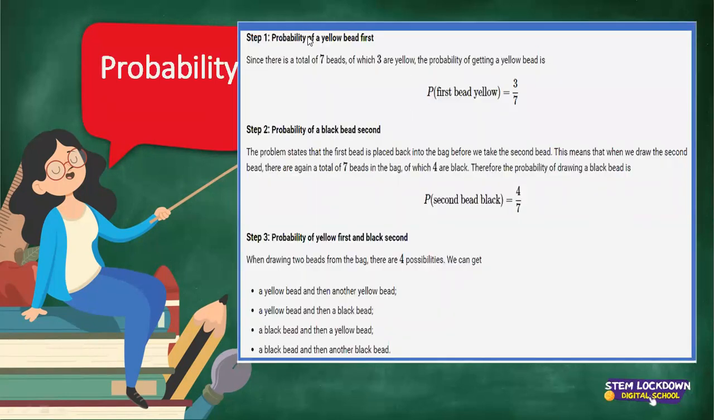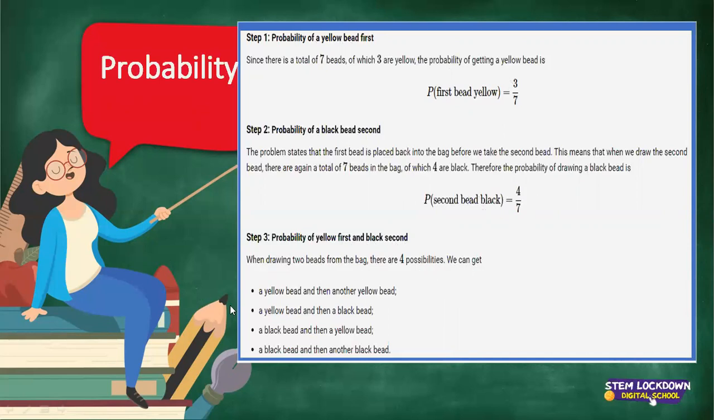First, the probability of yellow first will be 3 over 7, that is 33 over 77. And then the probability of black second will be 44 out of 77, which is 4 over 7. And the probability of yellow first and black second.